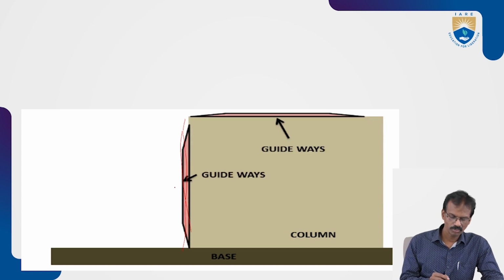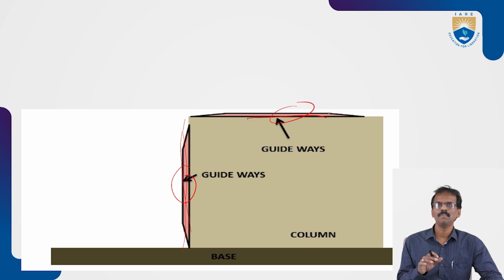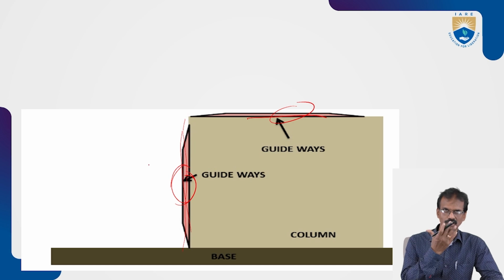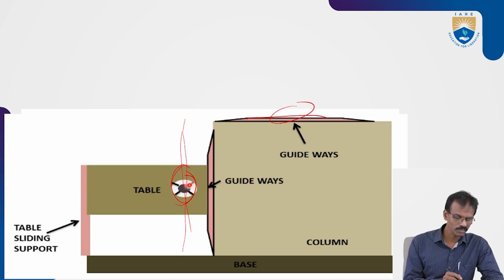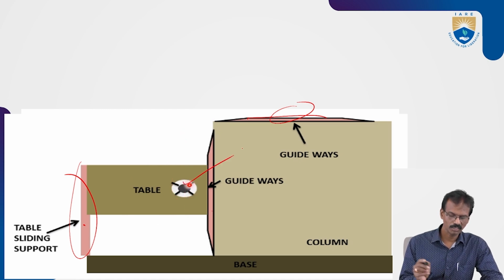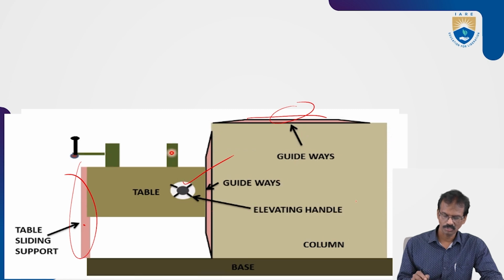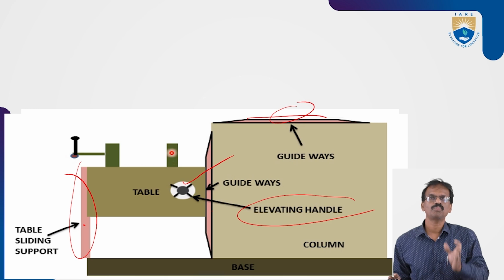Here, these are the guideways. These guideways are used to move the ram. These guideways are used to move the table to accommodate the workpiece in front of the tool post. There is a table sliding support here. By using this support and the guideways provided in the column, the table will move in upward and downward direction. With the help of this key, which is called the elevating handle, you can move upward and downward.